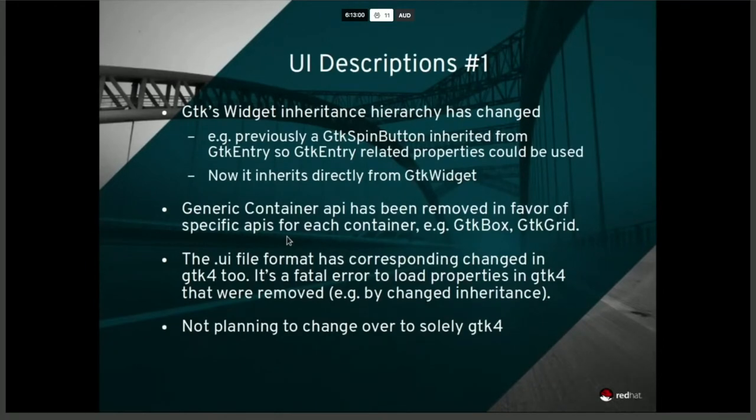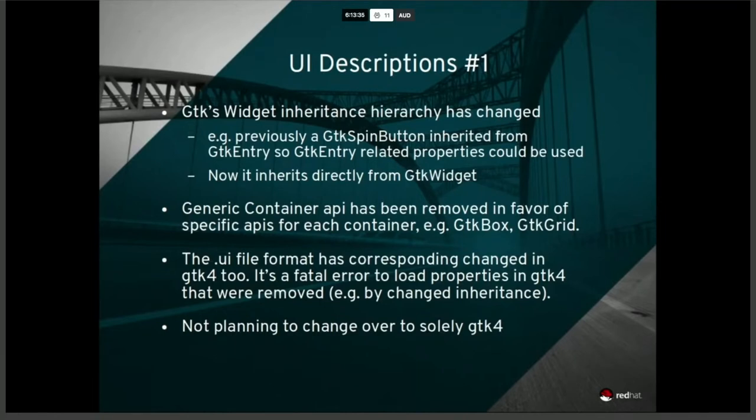User interface descriptions. In GTK4, the widget inheritance hierarchy has changed. Previously a GTK spin button inherited from GTK entry, so GTK entry properties could be used in GTK spin buttons as well. But now in 4 it inherits directly from GTK widget. Other changes are that the generic container API has been removed in favour of specific APIs for every container. So GTK Box and GTK Grid have their own APIs for adding and removing children, and the generic GTK Container Add and Remove doesn't exist in GTK 4 anymore.